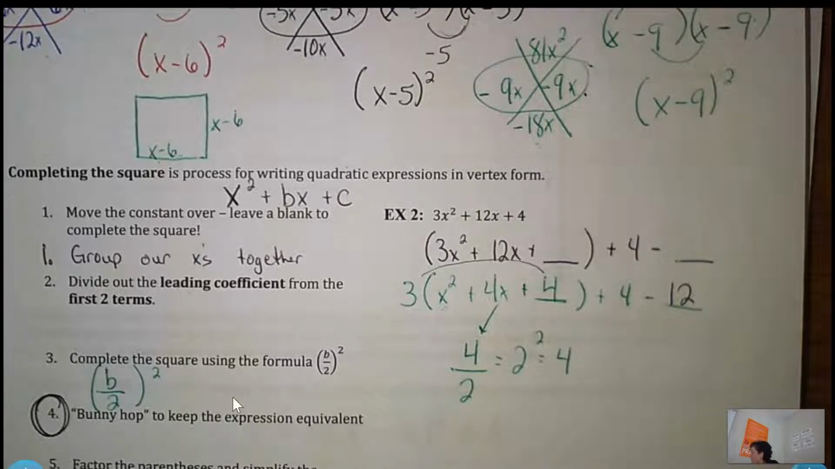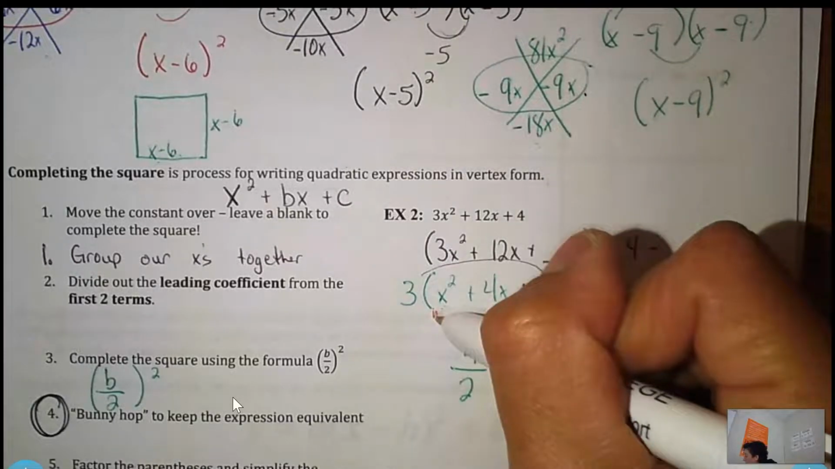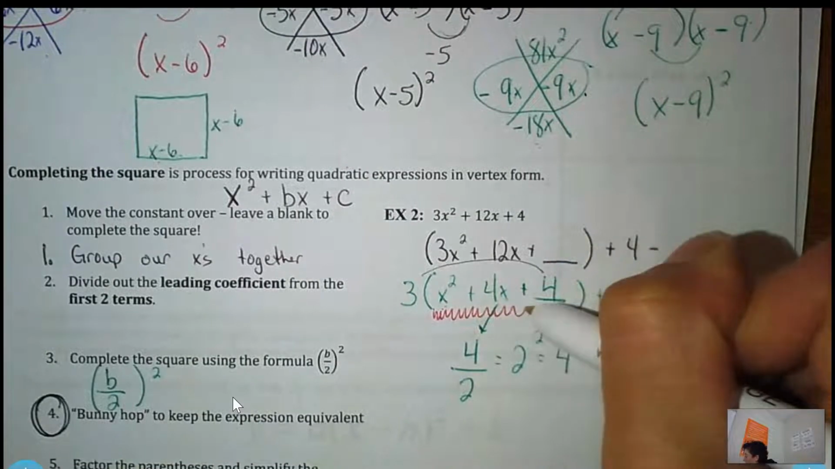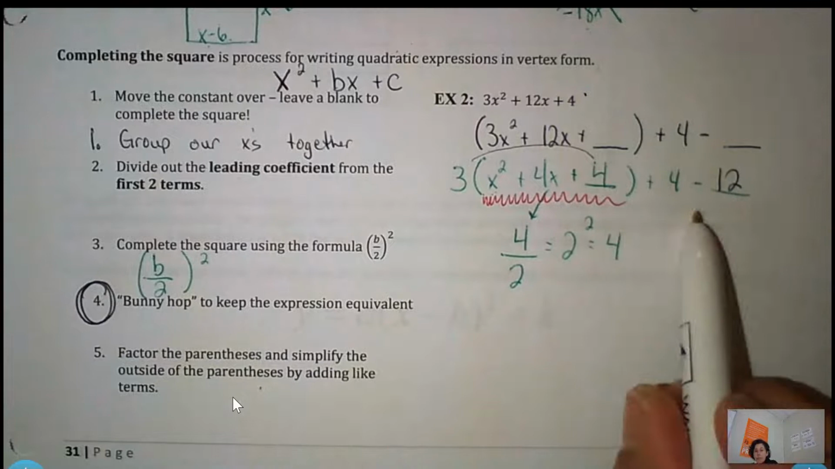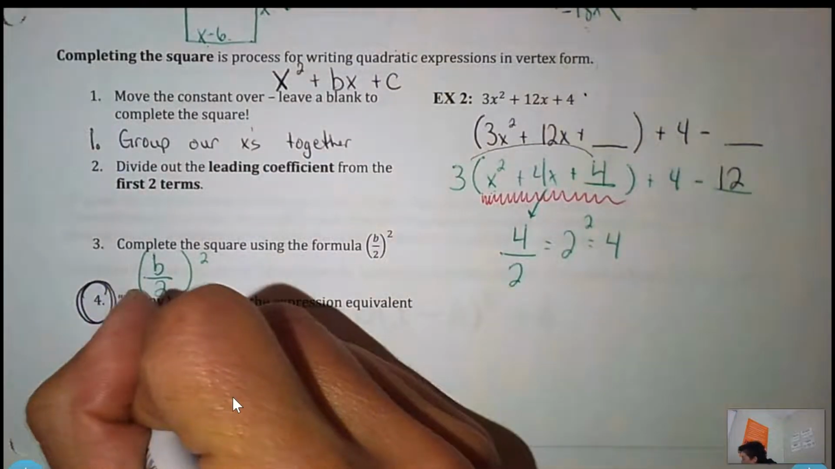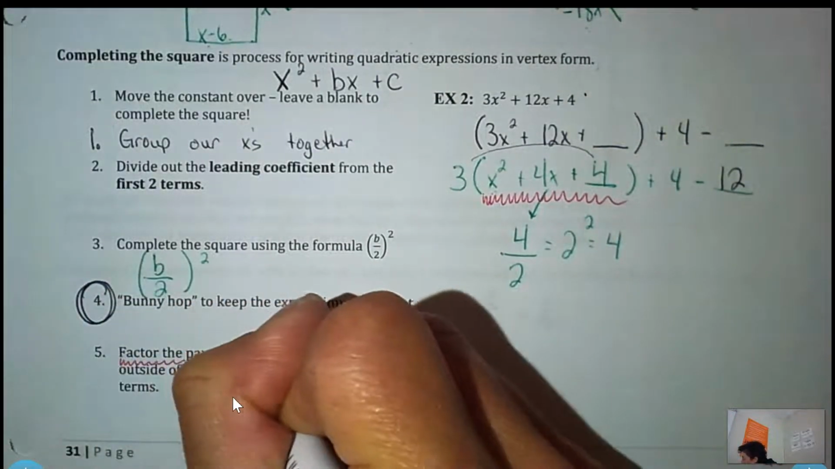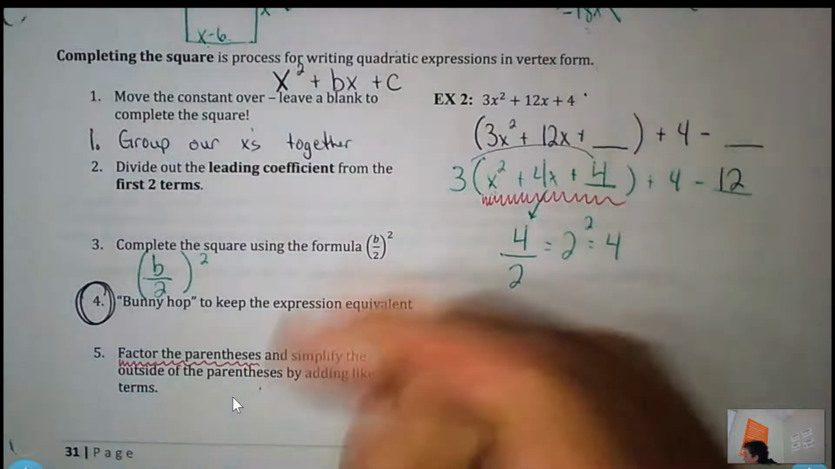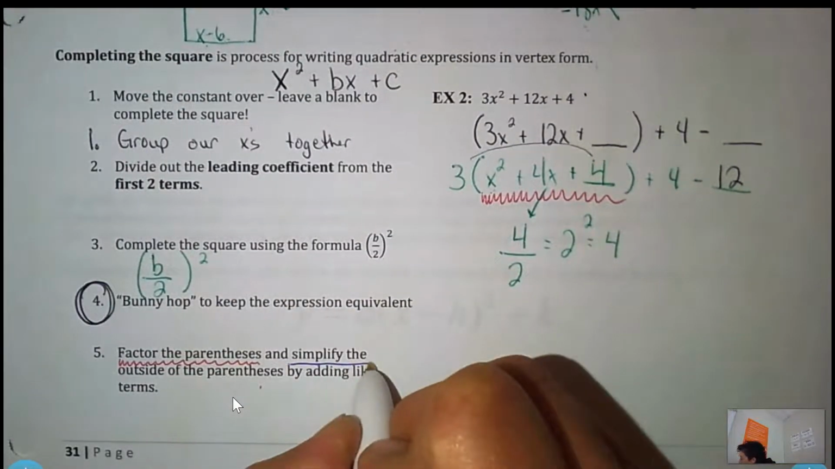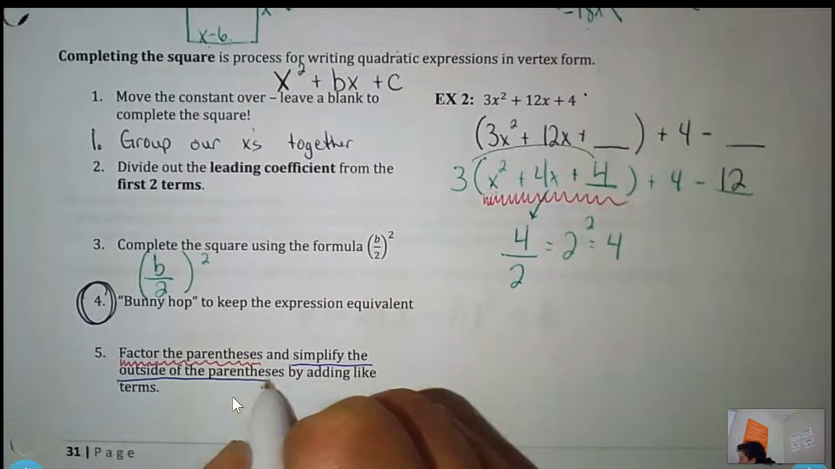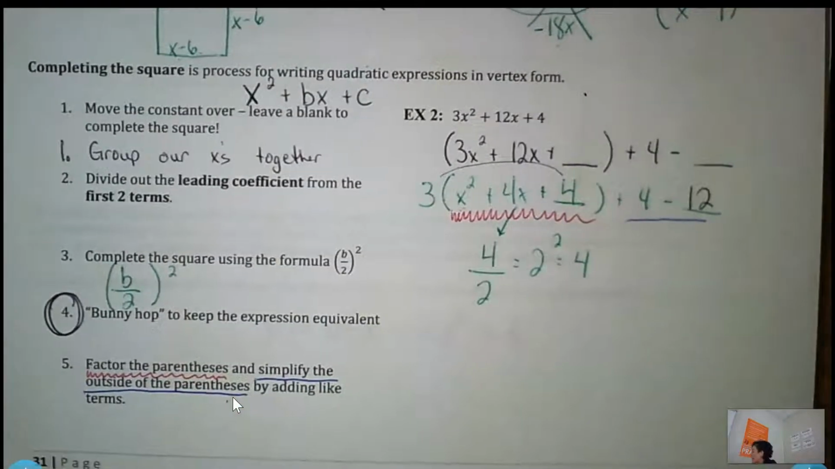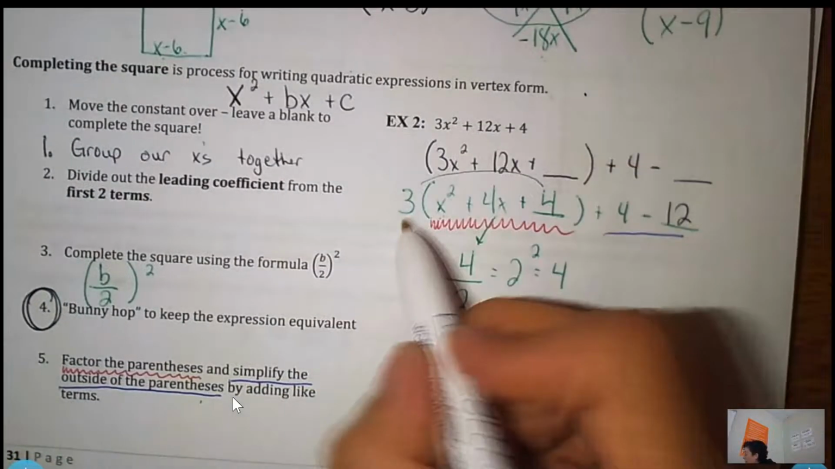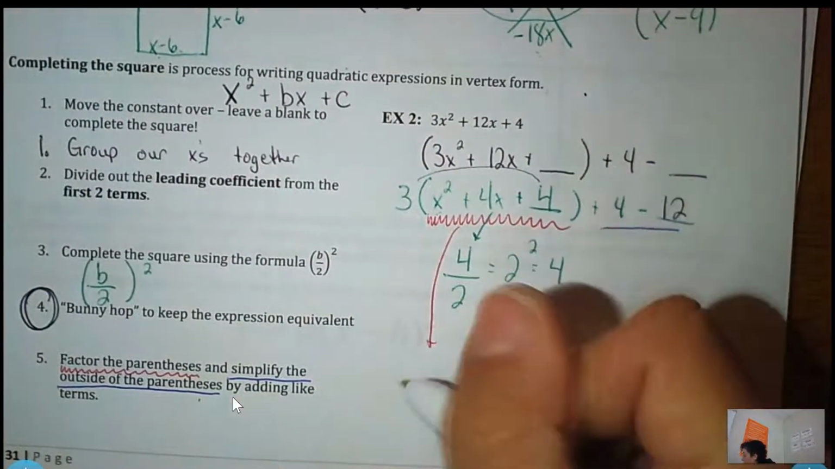From there, what we're going to do is we are going to factor these parentheses. We're going to simplify, so let's put little things that match. We're going to simplify the outside of the parentheses as well, and that's this part. So let's do the factoring part first. So I'm not forgetting about this 3. Here comes the factoring part.